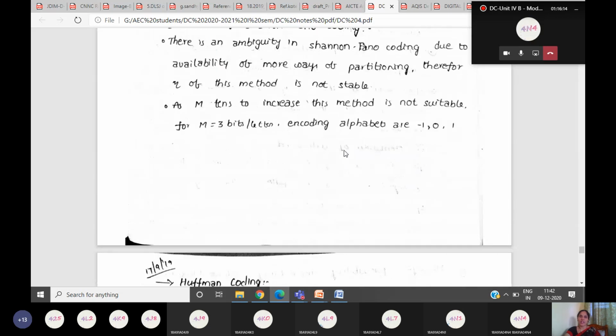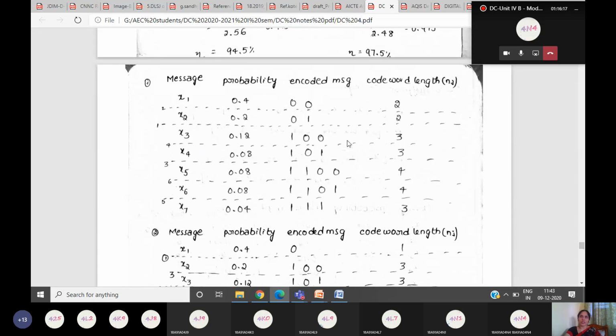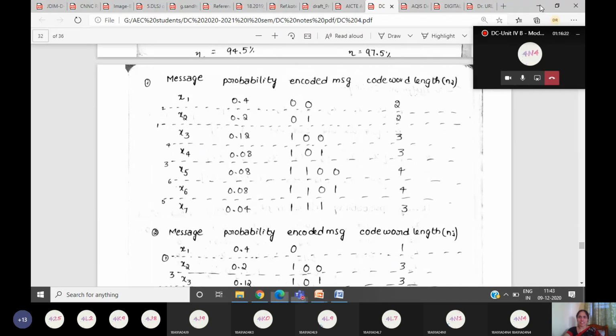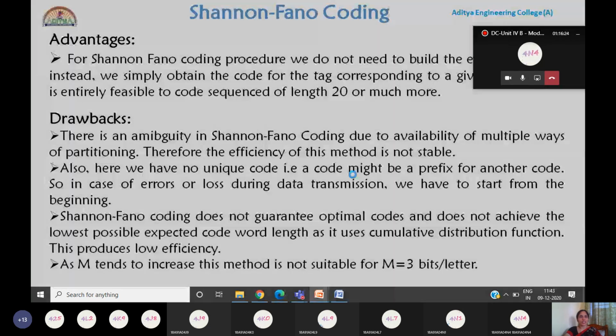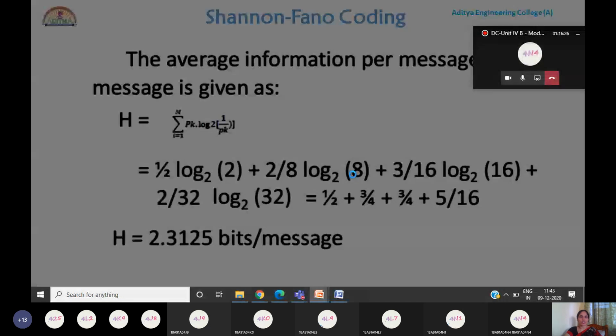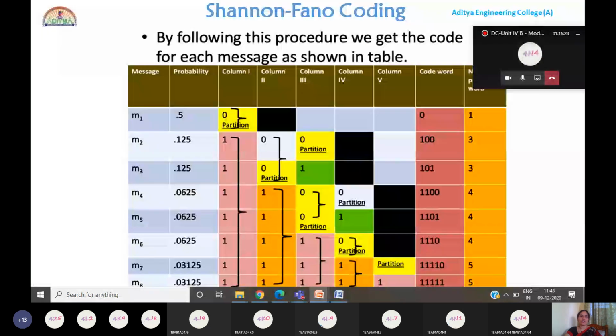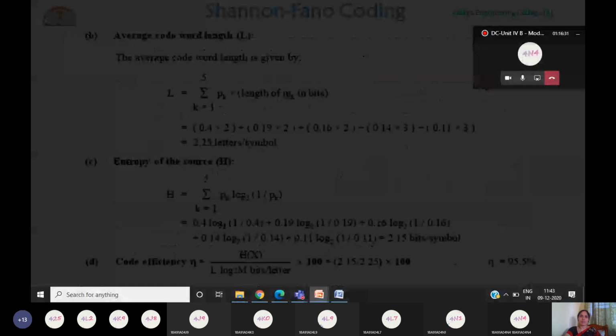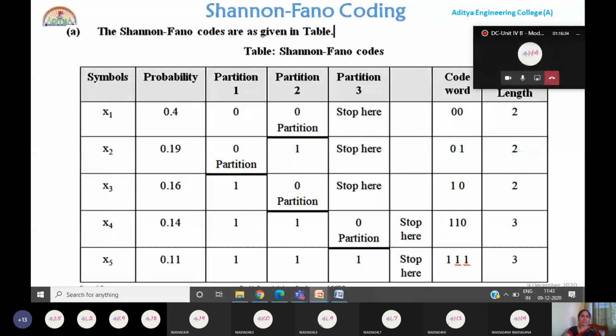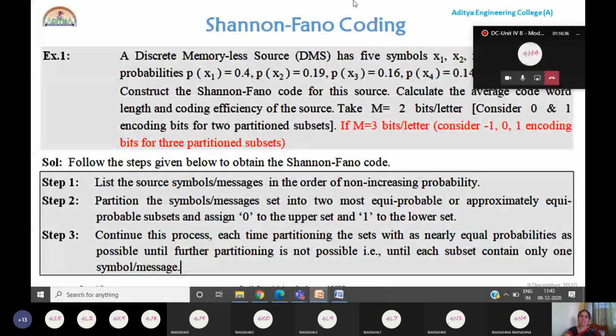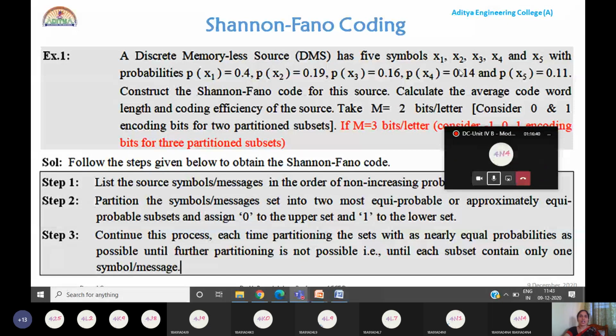Then I request the students to take the same example. I told you in the first example, please consider the same example and try to calculate the efficiency. Listen to my question carefully. Take that small example consisting of only 5 elements, and instead of taking m is equal to 2, please take m is equal to 3 and calculate the efficiency. Take that as homework.